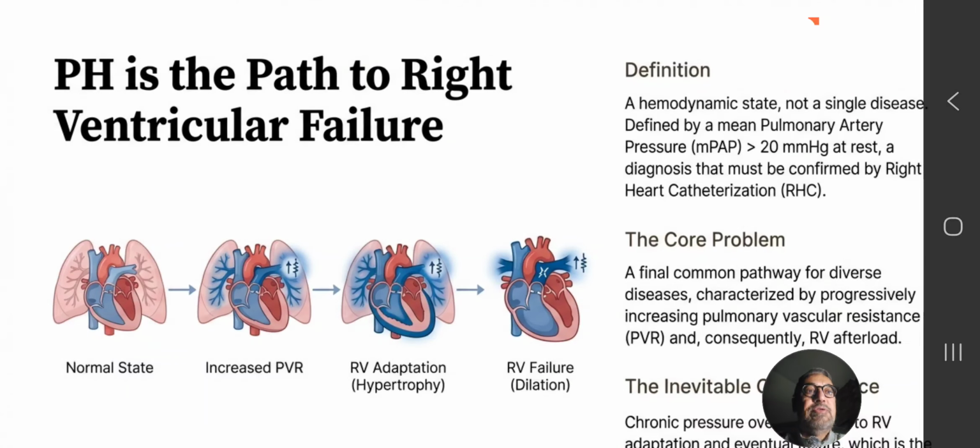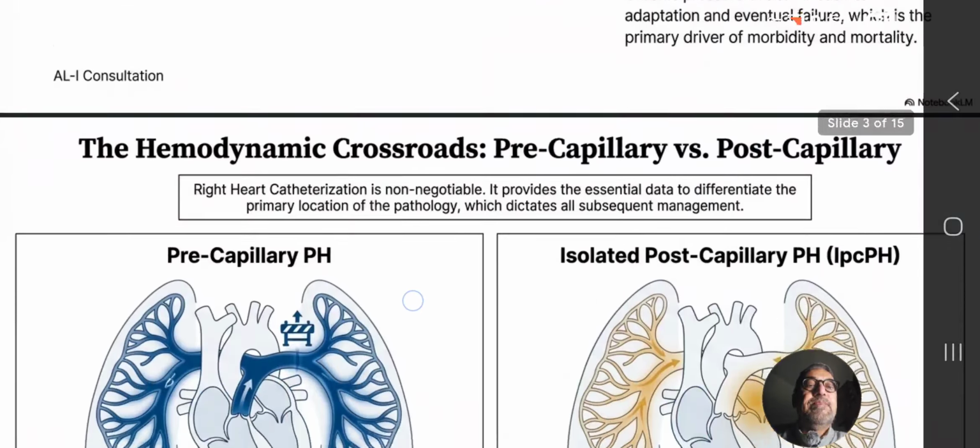Pulmonary hypertension can be thought of as a final common pathway. Different disease conditions increase pulmonary vascular resistance, causing the pressure to go up. Inevitably, as pulmonary hypertension worsens, right heart failure ensues, with right heart hypertrophy initially, followed by dilatation and failure.